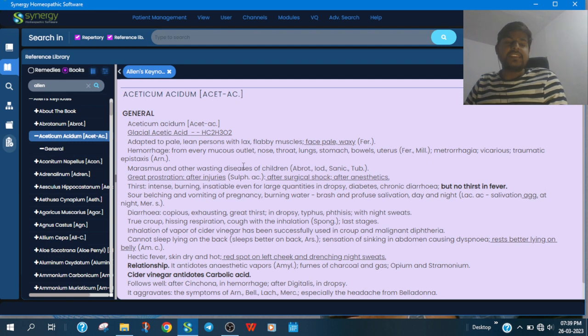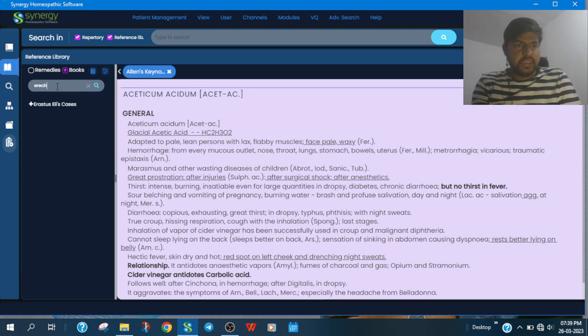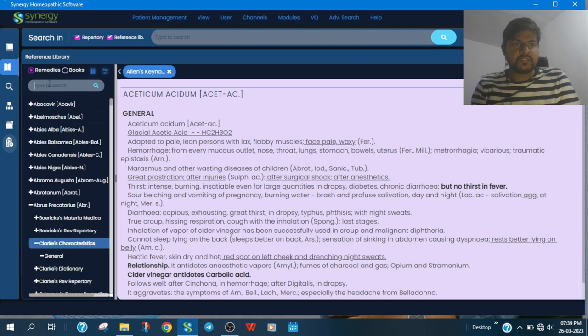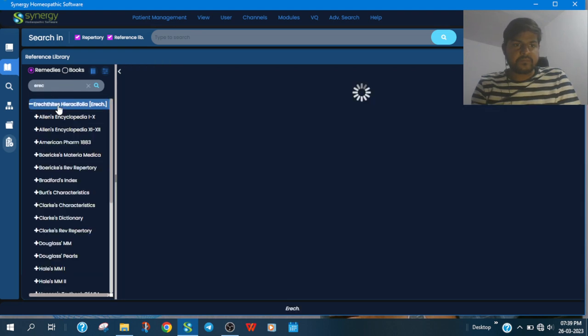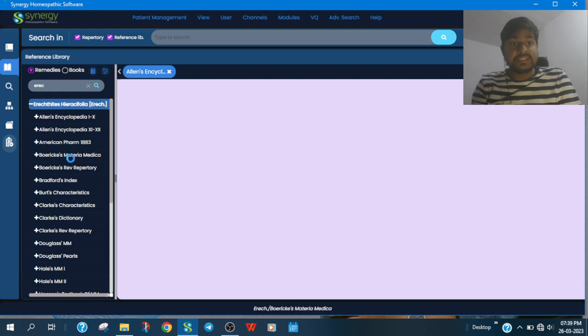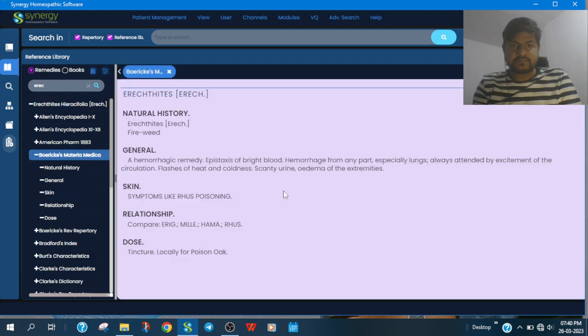So, it is the medicine of hemorrhage. It is the greatest medicine I have seen. The single medicine. Theek hai? Erig... oh, sorry. I'm searching in the books. Theek hai? Let's read it from Boericke Materia Medica. Let's read. It's a single medicine. It's the only medicine that is compared with Rhus tox, Millefolium, and Hamamelis.